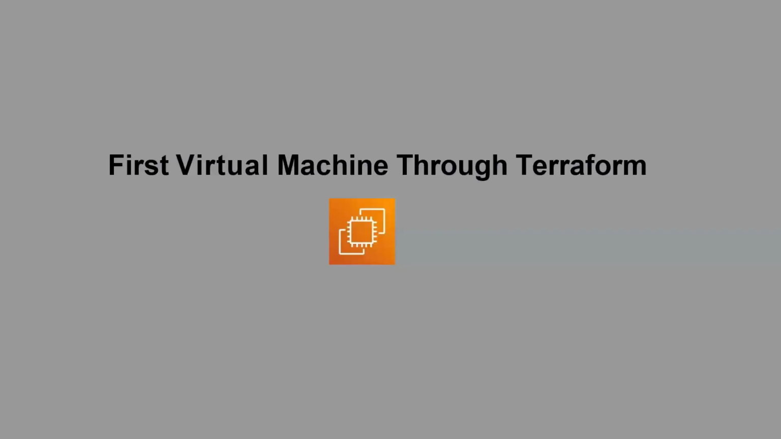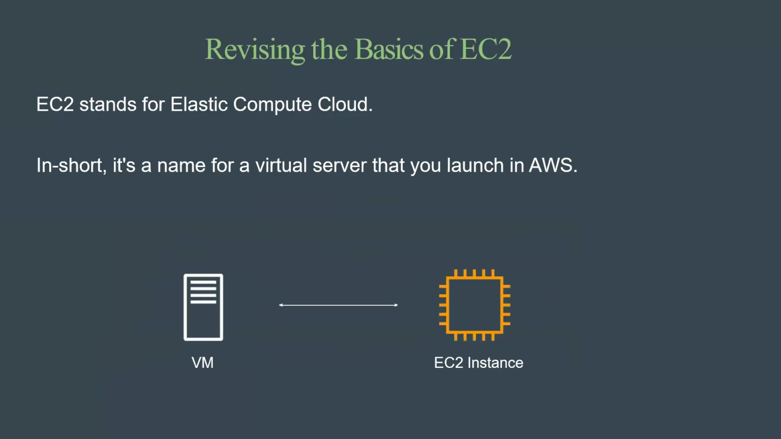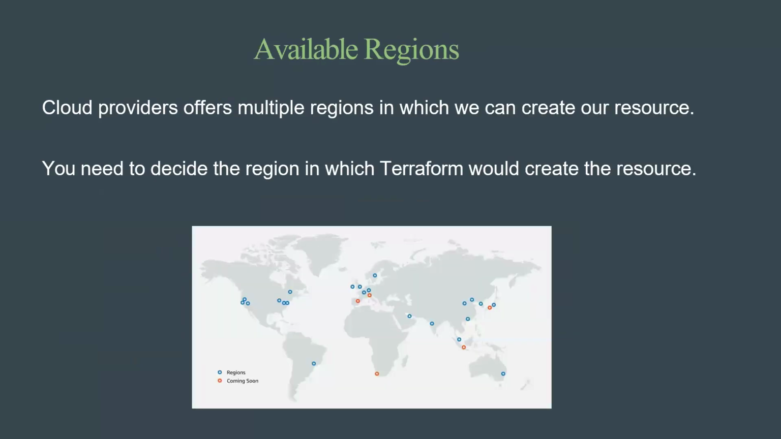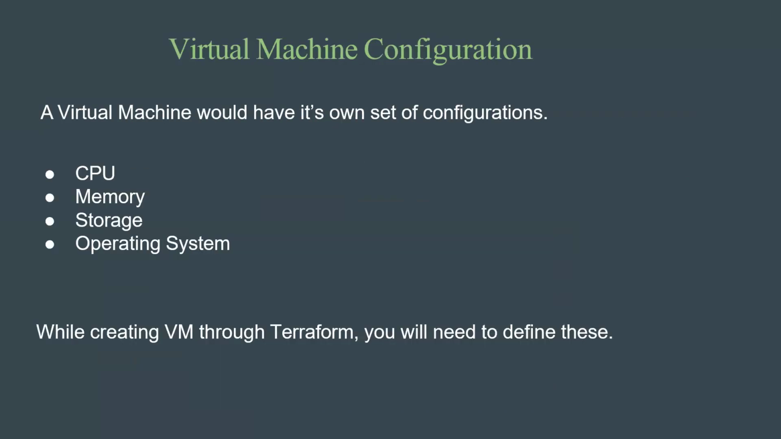First virtual machine through Terraform. Revising the basics of EC2. EC2 stands for Elastic Compute Cloud. In short, it is the name for a virtual server that you launch in AWS. AWS offers multiple regions in which we can create our resources. You need to decide the region in which Terraform will create the resources. A virtual machine has its own set of configuration: CPU, memory, storage, operating system.